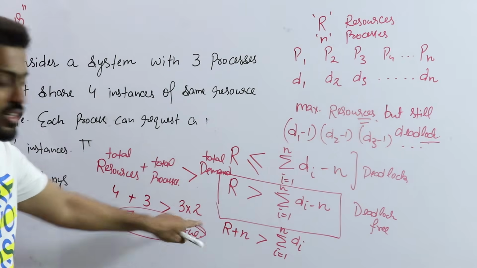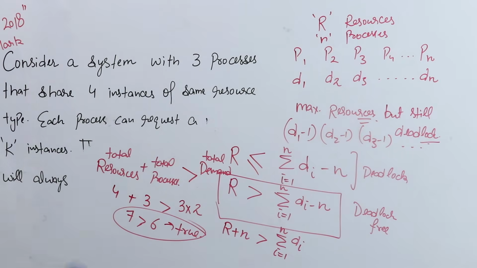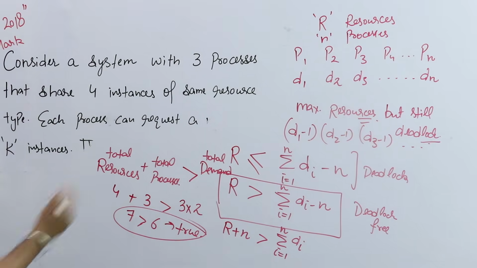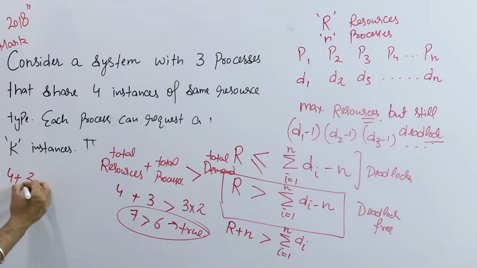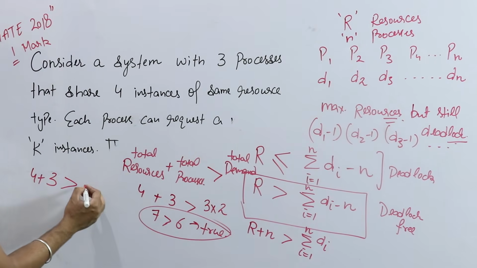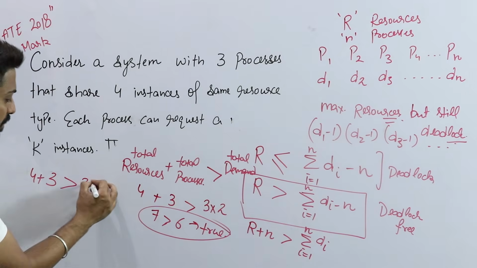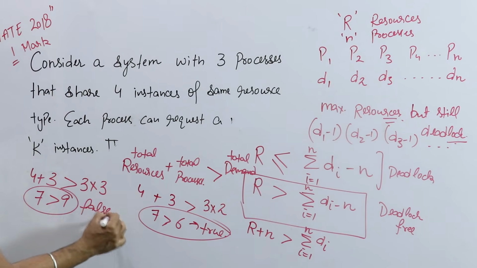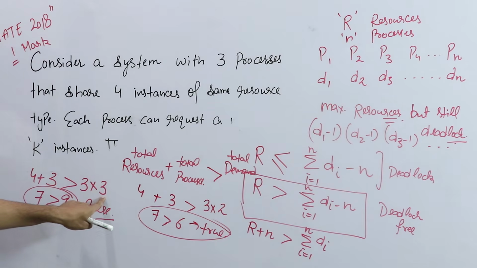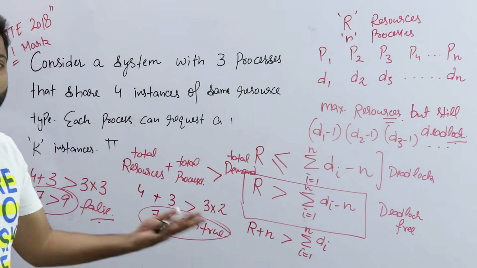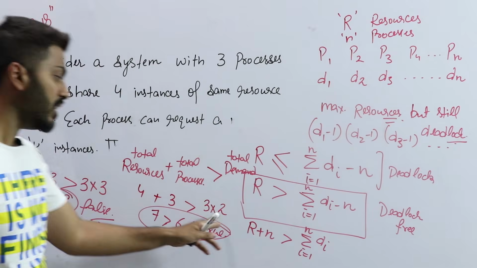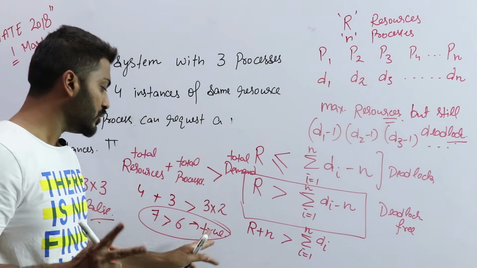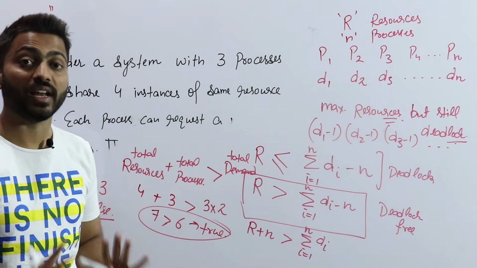If you increase the demand to 3, what is the total number of resources? 4. Number of processes 3. It should be greater than the total demand. Total demand means the number of processes is 3 and the demand of every process is 3. So 7 should be greater than 3 into 3, that is 9. It is false. So the demand of each process cannot be 3. Not just 3, 4, 5, 6 is also not possible. But if the demand of every process is 2, you can simply say yes, this is valid.